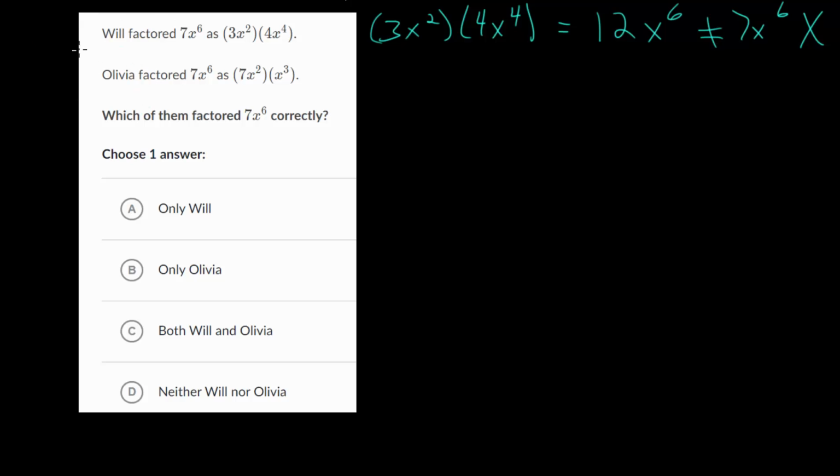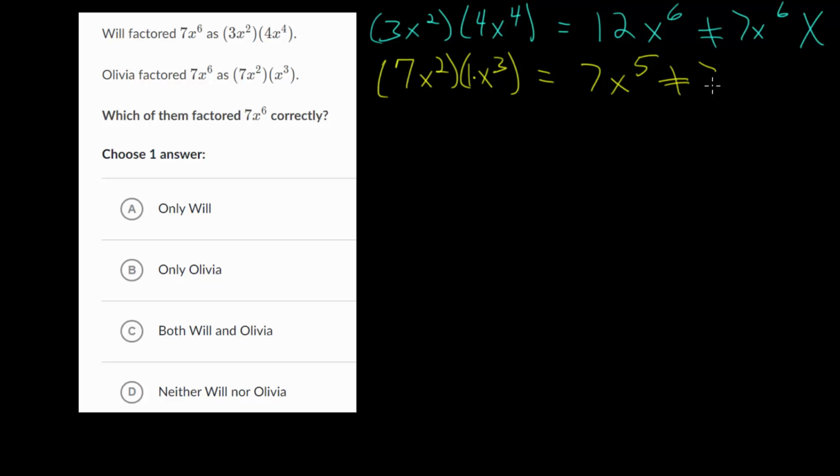Now, if we look at Olivia's work, so they had that 7x to the 6 factored as 7x squared multiplied by x to the 3rd. And the coefficient on x to the 3rd is just 1. And 1 times 7, that is 7. And then we have 2 x's multiplied together here, and we're multiplying by 3 more x's here. So that is equal to x to the 5th. So Olivia's work factored 7x to the 6 as this product, which is equal to 7x to the 5th.